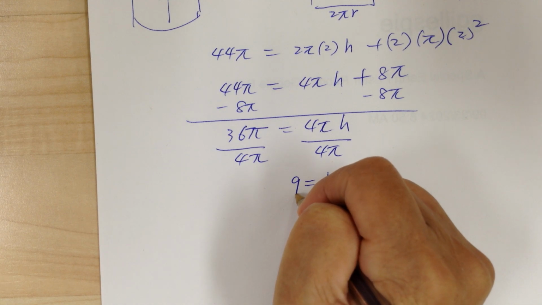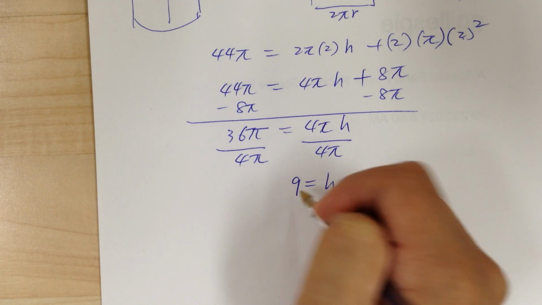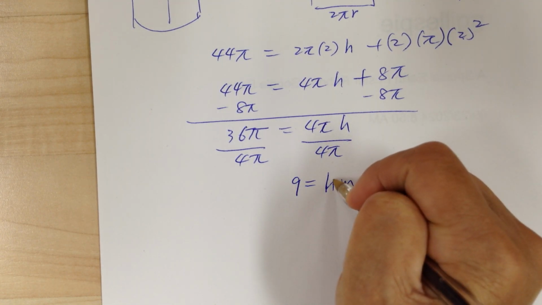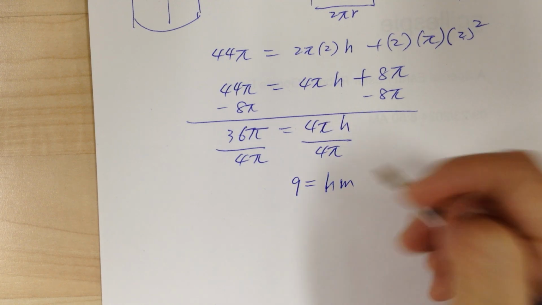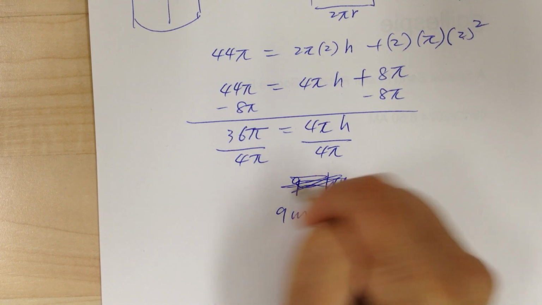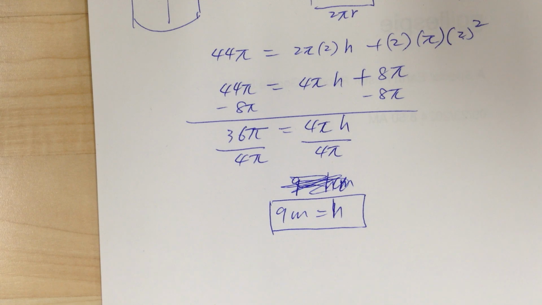And make sure you check your label. Make sure you check your label is meters, so don't put it on the wrong side. h equals 9 meters. There you go. Okay, let's go to the next one.